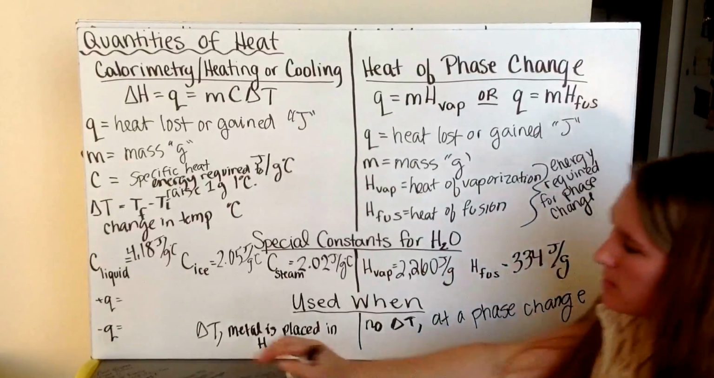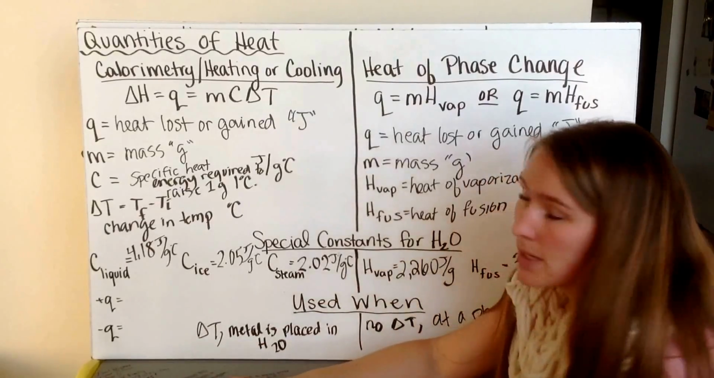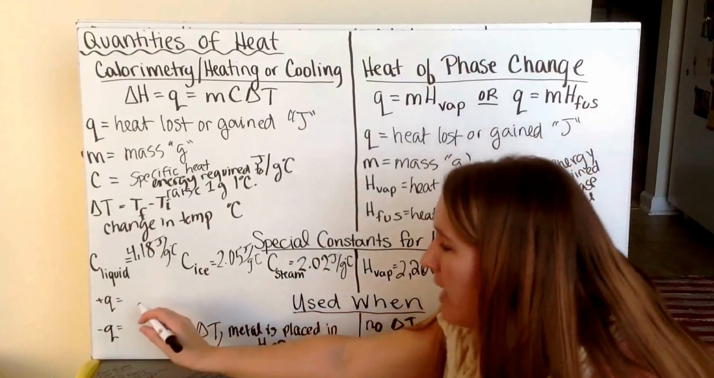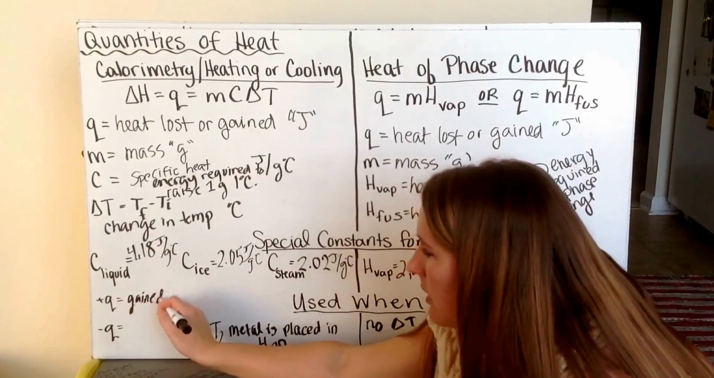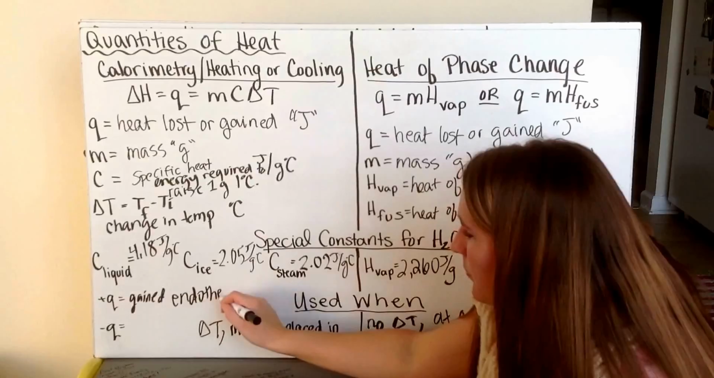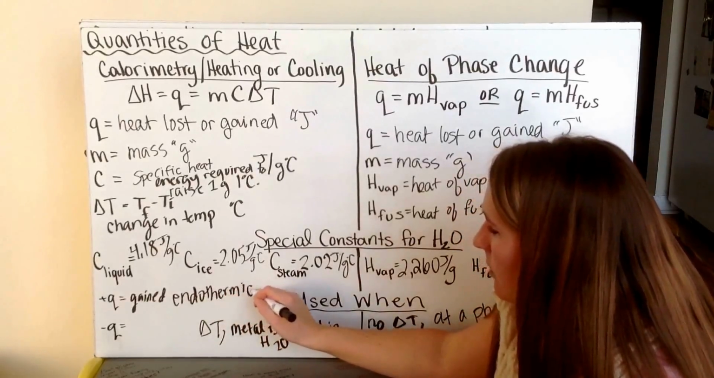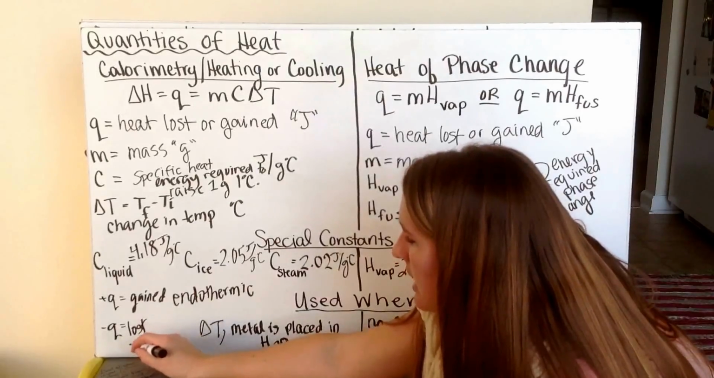For both of these, we can have positive Q's or negative Q's. In other words, heat lost or gained. A positive Q is heat gained, and that's going to be endothermic. And negative Q is heat lost, and that's exothermic.